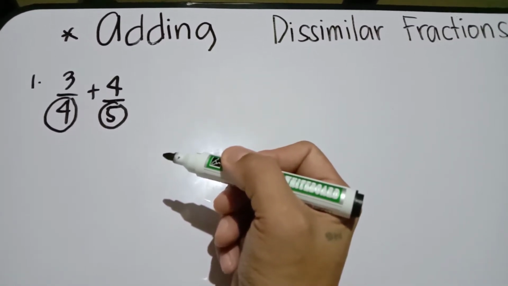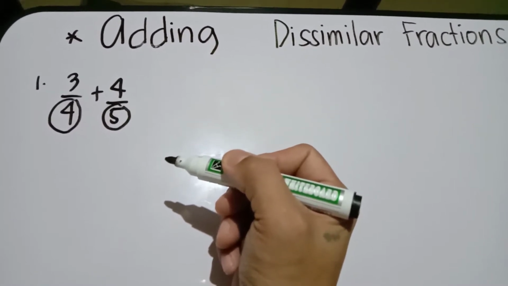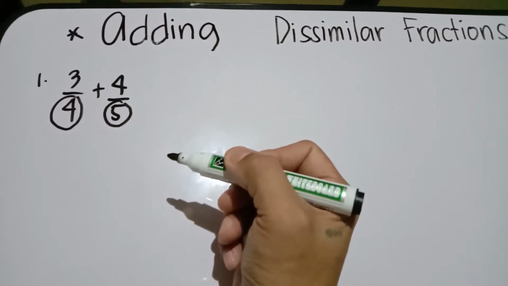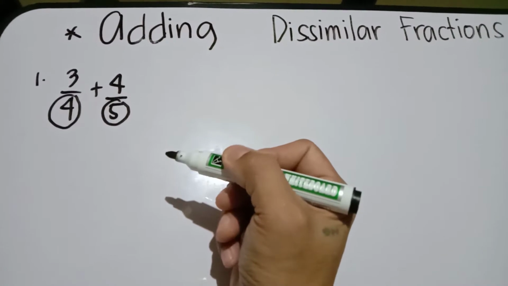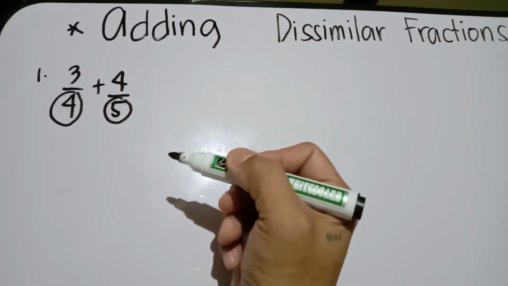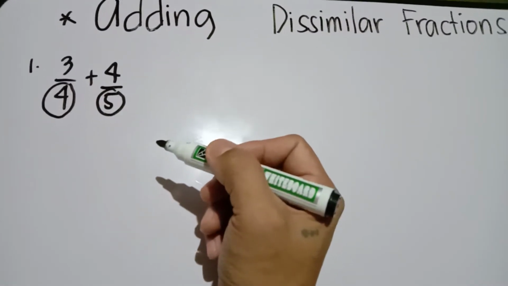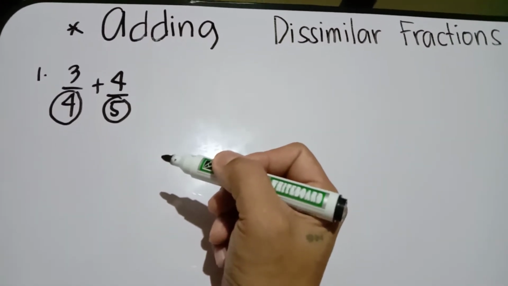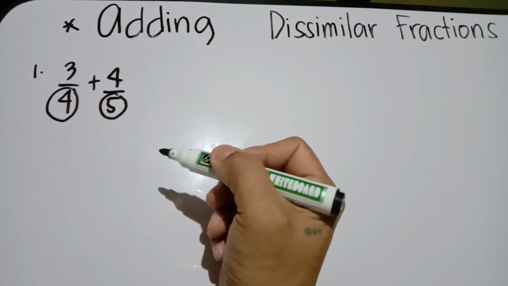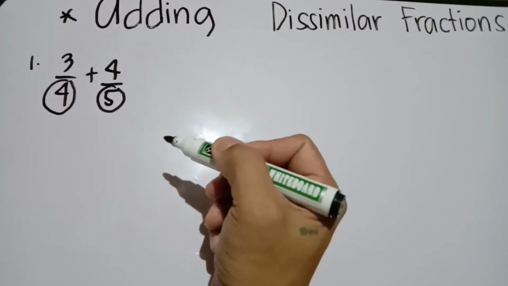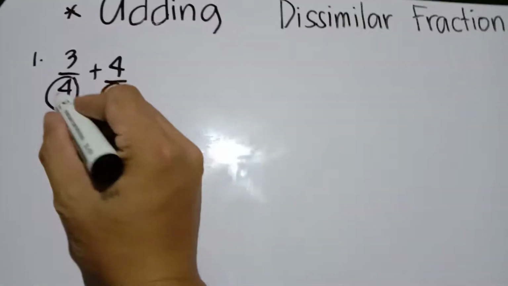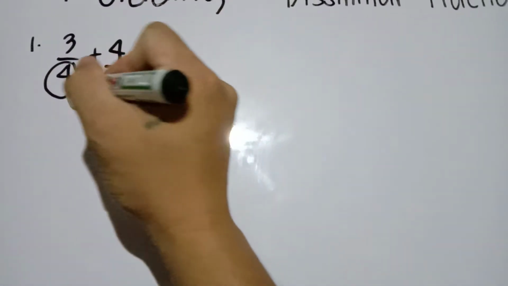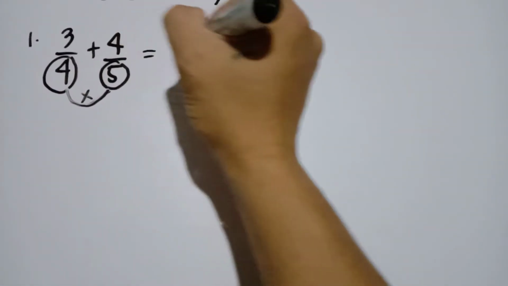Okay, now let's add. This time, I will show you two ways of adding dissimilar fractions. The first one is the fastest way to find the sum or total, the fastest way to add dissimilar fractions. What you're going to do is simply multiply the denominators, which are 4 and 5. So 4 times 5 is equal to 20.